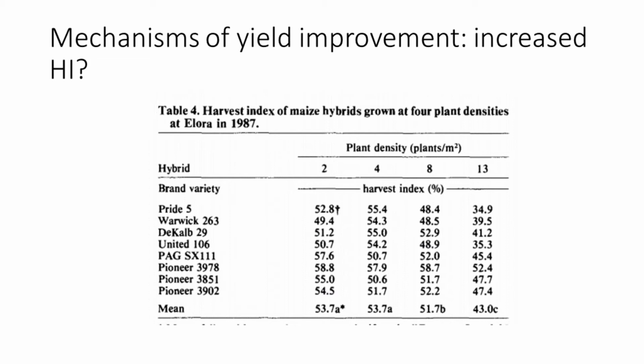And the key takeaway here is that, at that typical planting density, say between 4 and 8, there's not a huge difference in harvest index across these varieties. So it doesn't seem like harvest index increased very much. A small amount, but not necessarily significantly. And so harvest index is not a huge reason why modern corn varieties are higher yielding than older ones. The difference is just too small here.